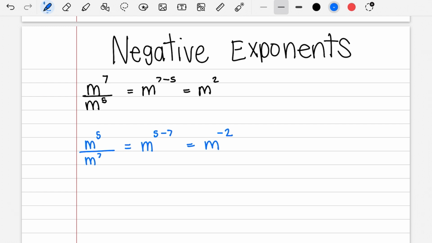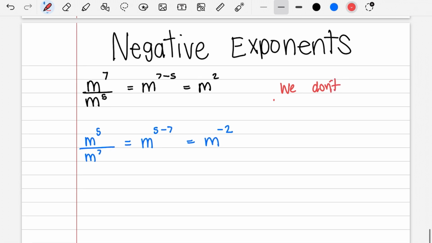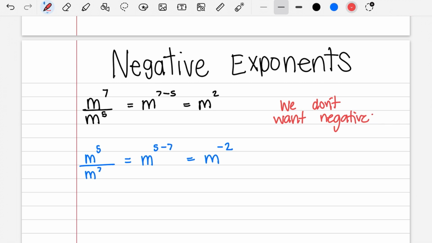The negative exponents rule tells us that we want all of our final answers to be positive. We don't want any negative exponents. So I'm going to write that: we don't want negatives. Now, that's not a negative coefficient, but it's the exponent we want to always be positive. So how can we turn this into a positive exponent?